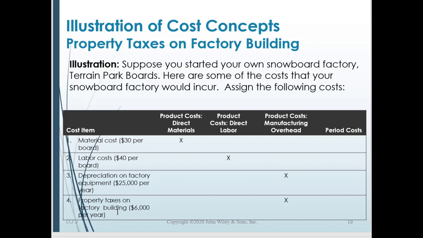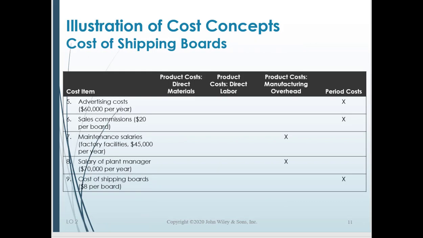Property taxes on the factory building. We're not going to attach this to individual items. It is manufacturing overhead. What about advertising costs? Well, again, we can't assess them towards any one product, and it really has nothing to do with production, so that's a period cost. Likewise with sales commissions. What about maintenance salaries, factory, $45,000 a year. That is a product cost. Again, we can't assign that to a product because they're not producing the product, they're maintaining the equipment. That's manufacturing overhead. Likewise with the salary of the plant manager.